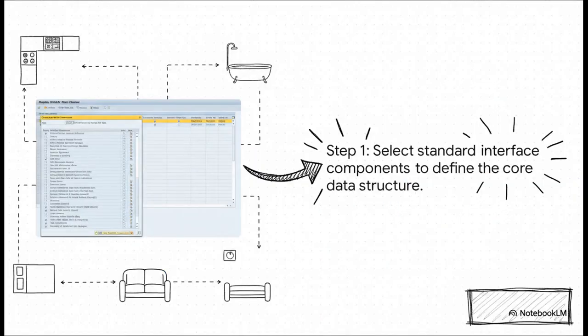So here we are, looking at the very first step in the system. And the great news is, you're not starting with a totally blank page. You get to pick from these pre-built data blocks called interface components. You see things here like basic payment data. It's kind of like choosing the standard room layouts for your house blueprint. This forms the solid core of your data structure.